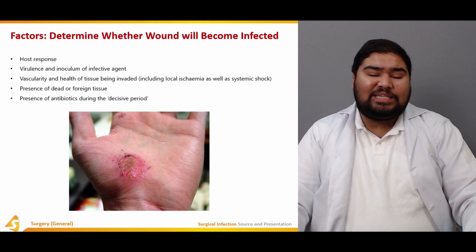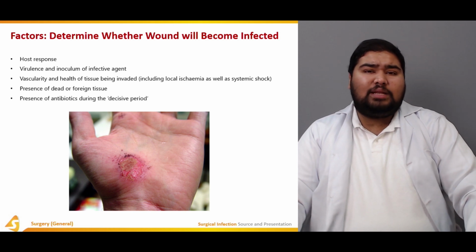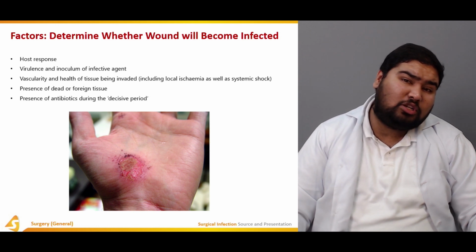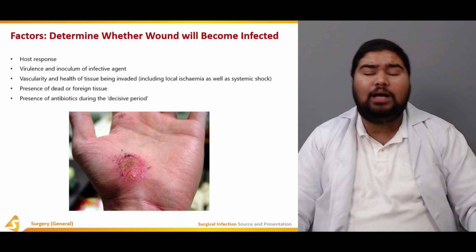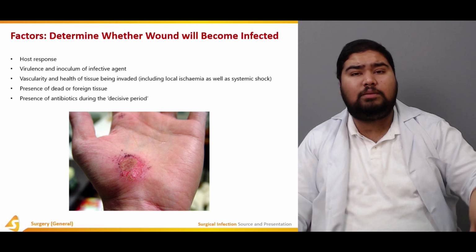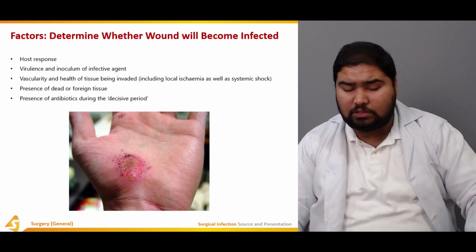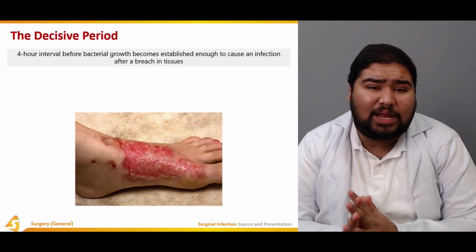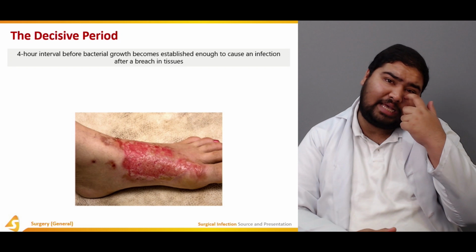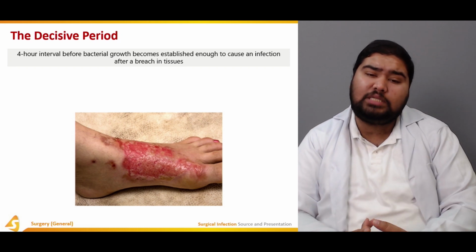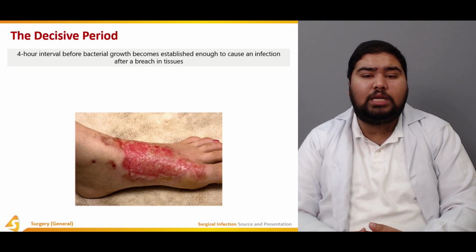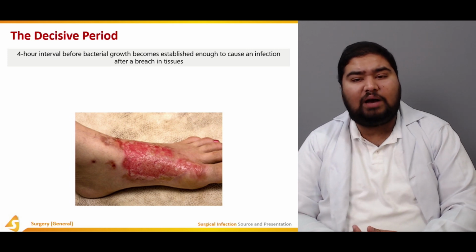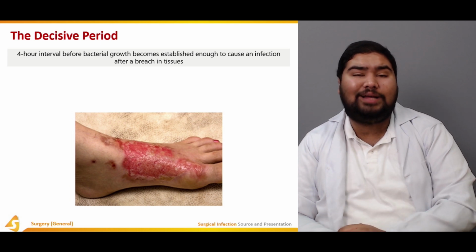Now, the presence of antibiotic during the decisive period, we'll see what that is. The presence of antibiotic during this period is very critical and helpful. If the antibiotics are present, there are less chances of infection. Moving on to the decisive period in itself. So the decisive period is actually a 4-hour interval before the bacterial growth becomes established enough to cause an infection after a breach in the tissues has occurred.